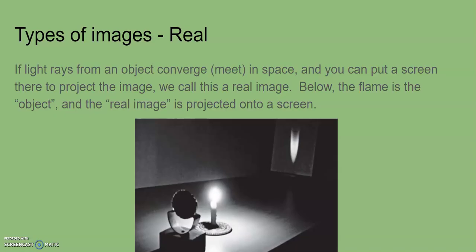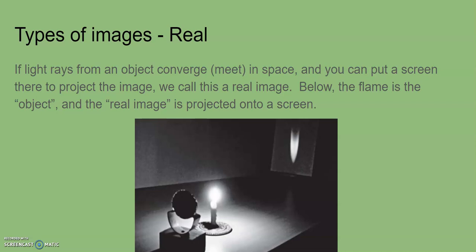Now, the types of images. Let's get into the details of this. First of all, a real image. This is a concave mirror right here. The light rays from the candle are hitting this mirror and they are converging onto this screen right out there, which is beautiful, if you ask me. And that is an upside down, larger image. It doesn't have to be larger, but it is in this case. The flame is the object and the real image is projected onto a screen. That is a real image.